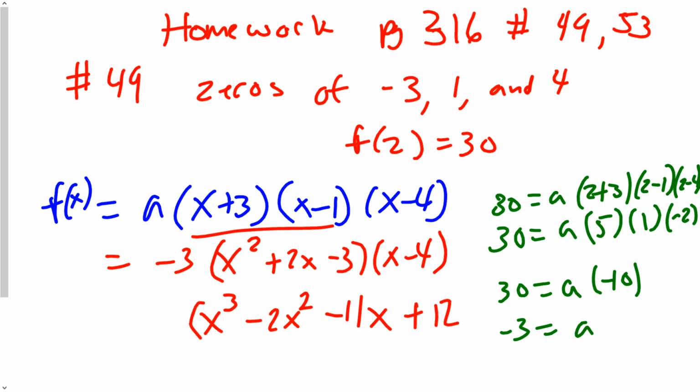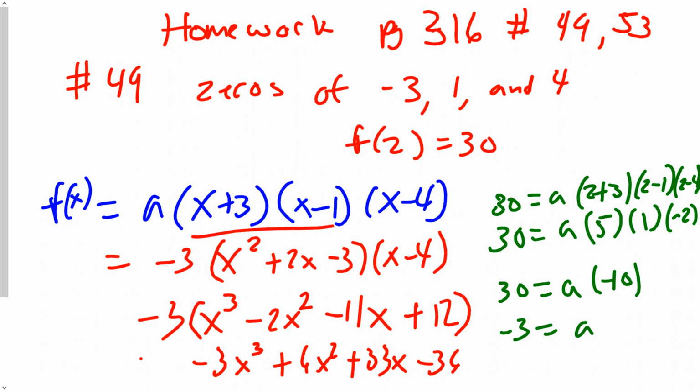Okay, and then we can distribute our 3, or negative 3, excuse me. So we get negative 3x cubed plus 6x squared plus 33x and a negative 36. So that is our f of x at that certain point, (2, 30).